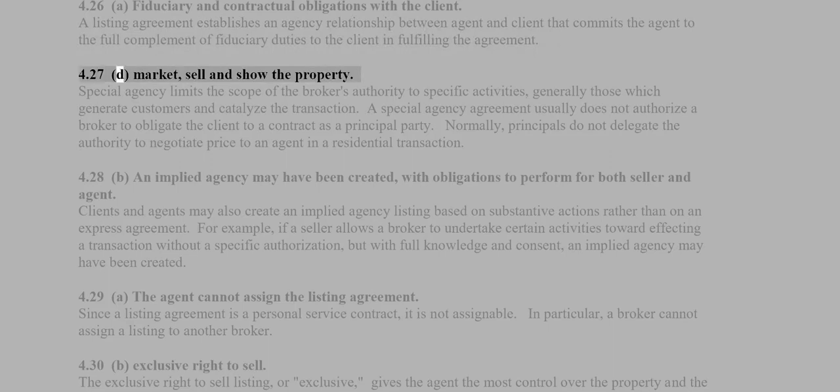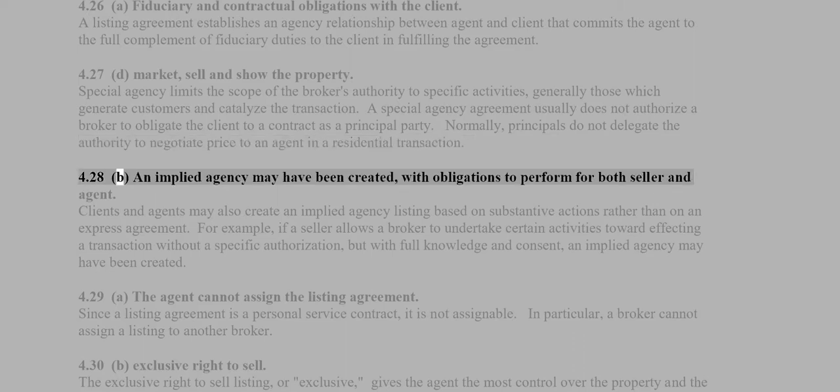4.27 d. Market, sell and show the property. Special agency limits the scope of the broker's authority to specific activities, generally those which generate customers and catalyze the transaction. A special agency agreement usually does not authorize a broker to obligate the client to a contract as a principal party. Normally, principals do not delegate the authority to negotiate price to an agent in a residential transaction.